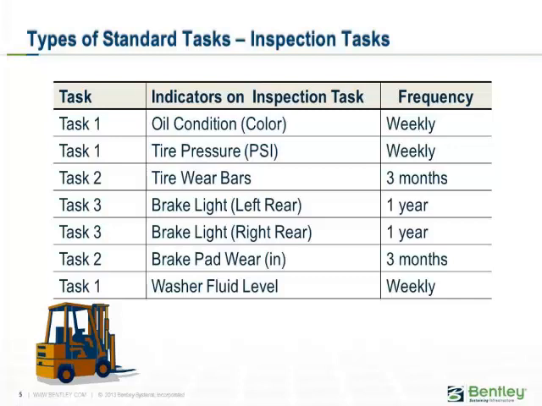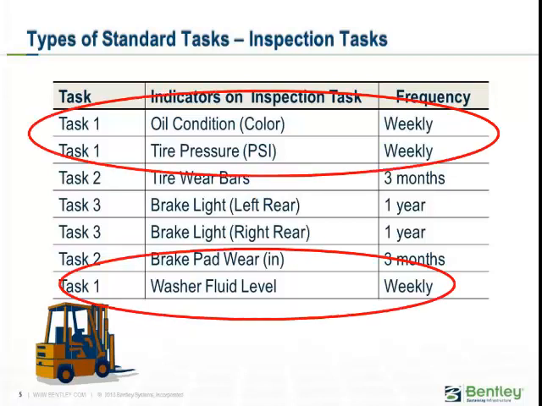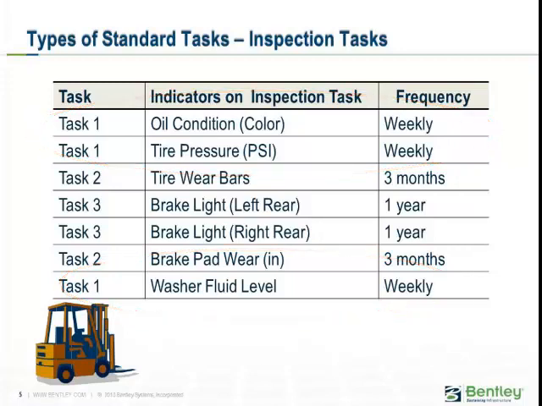What are the different types of standard tasks? The first type I'd like to talk about is the inspection task. An inspection task is for collecting readings for condition-based or failure-finding indicators with similar search criteria, for example, trade, frequency, or operating condition. This type of task is a task where the user will go inspect a predefined set of assets. The inspector will check for indicators on those assets to see if follow-up work is required on the asset. For example, in Task 1, there are 3 separate inspections to do: oil condition, tire pressure, and washer fluid level.